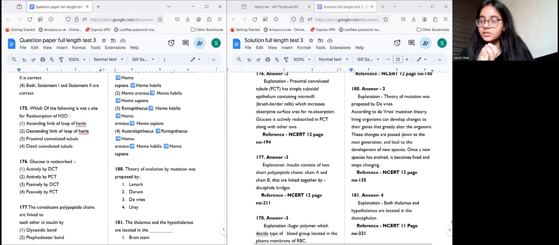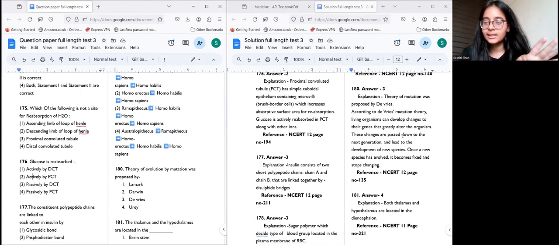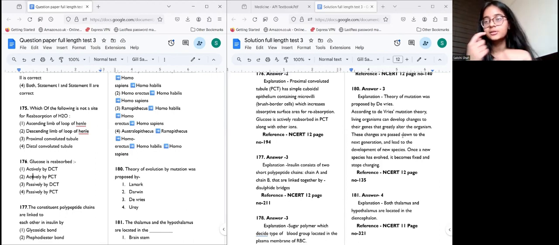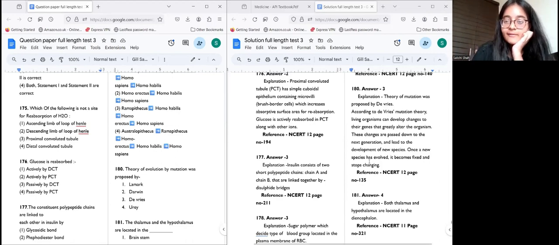According to the De Vries mutation theory, living organisms can develop changes in genes that greatly alter the organism. These changes are passed on from one generation to the next, leading to the development of new species. Once a species has evolved, it becomes fixed and stops changing. This is De Vries' theory of evolution by mutation.